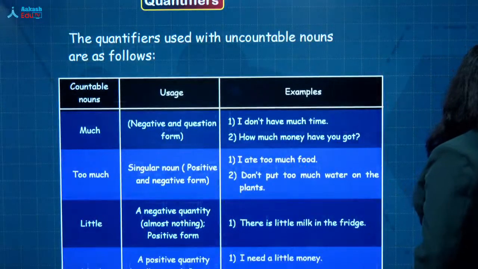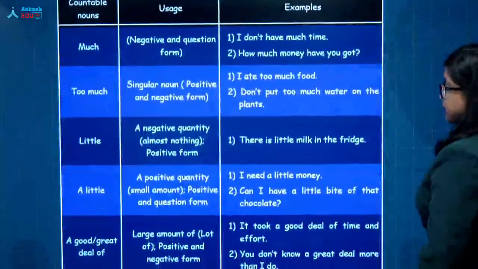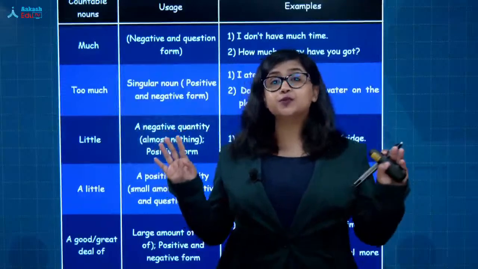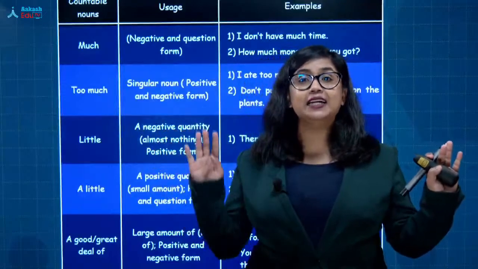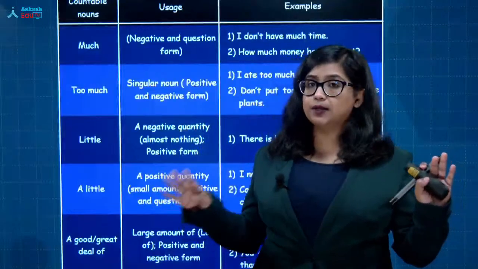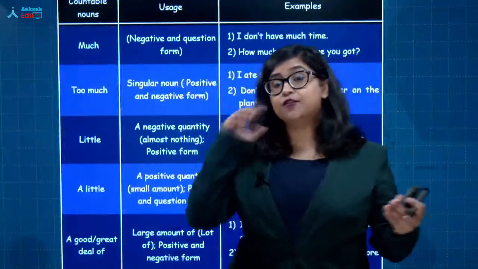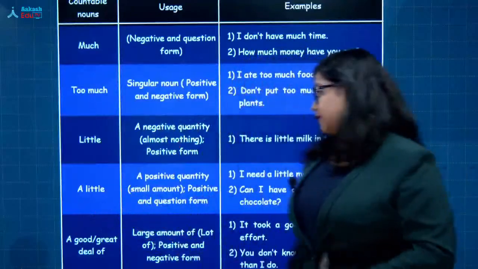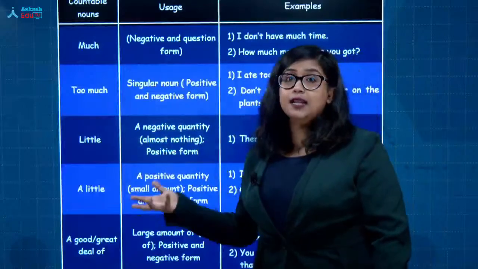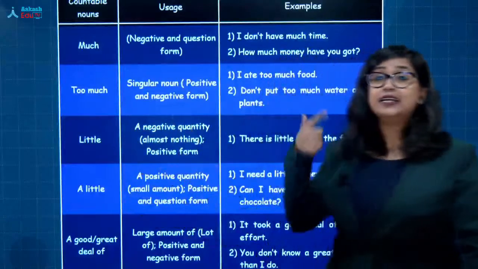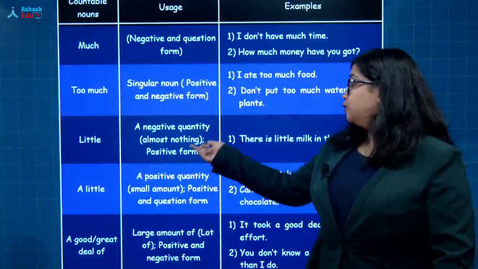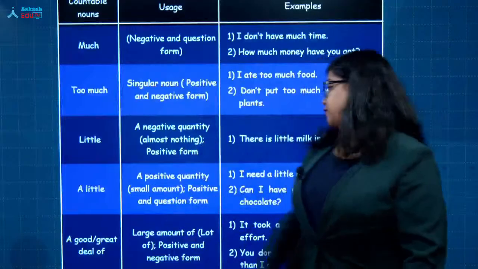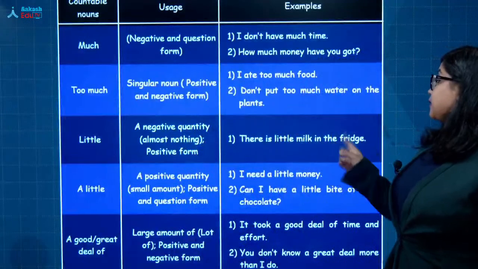Moving ahead with little. Once again you have few and little. Few is used with countable nouns, little is used with uncountable nouns. Few can be replaced by little if it's used with uncountable nouns, and little can be replaced by few if you are talking about countable nouns. Just like few, little is basically a negative quantity, almost nothing. For example, there is little milk in the fridge.